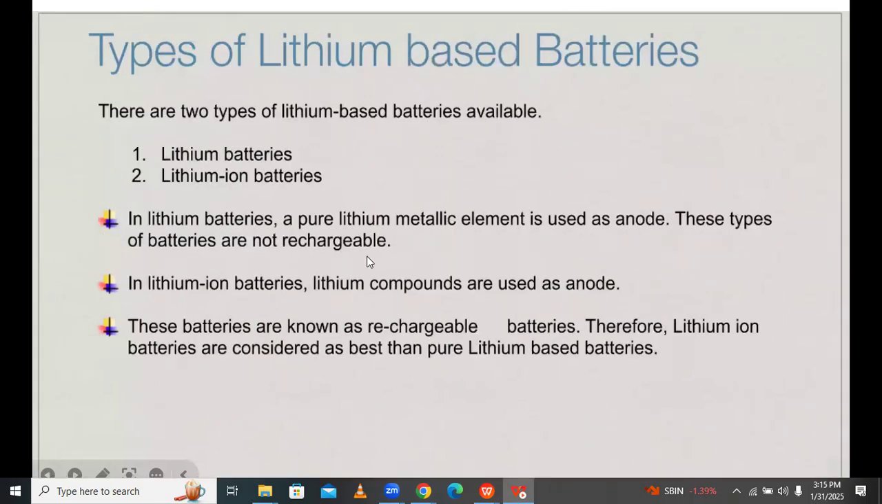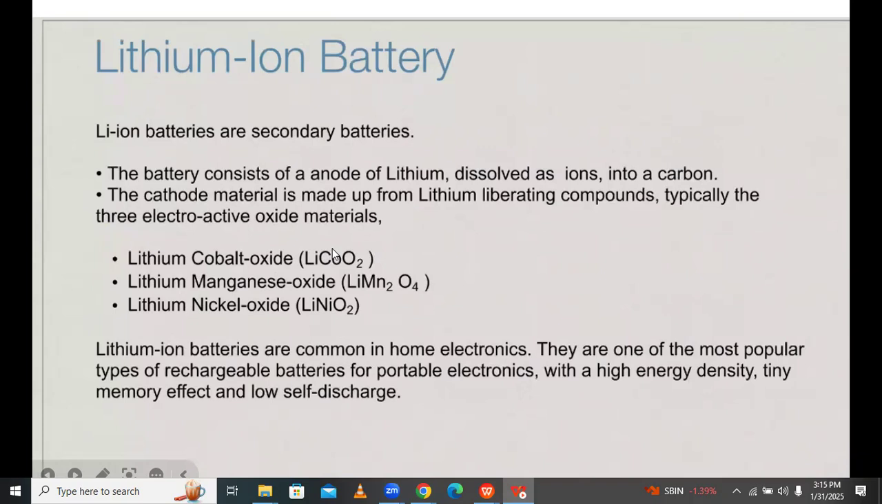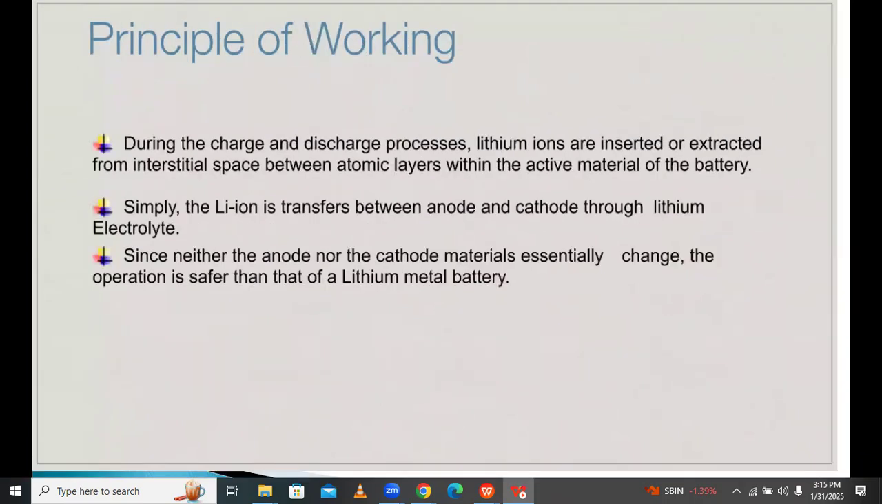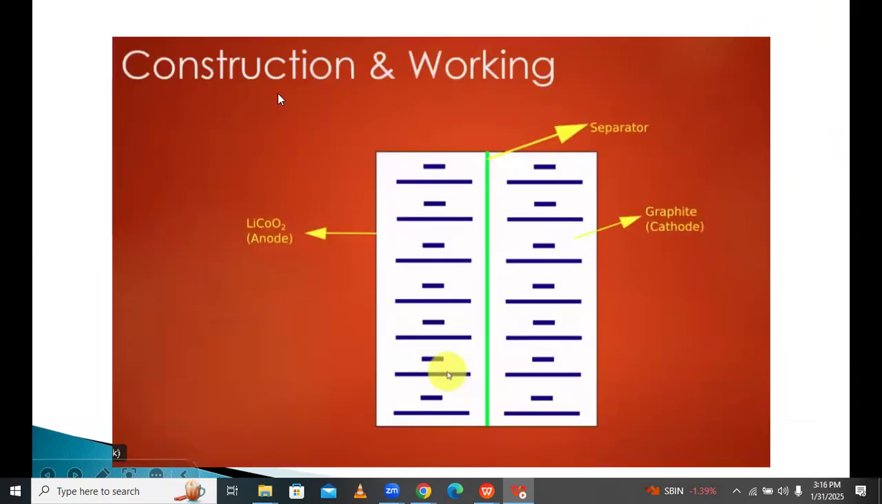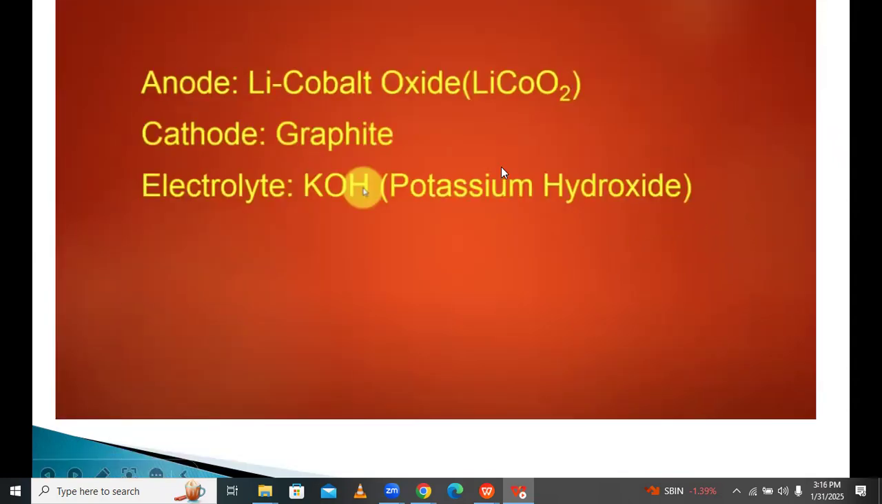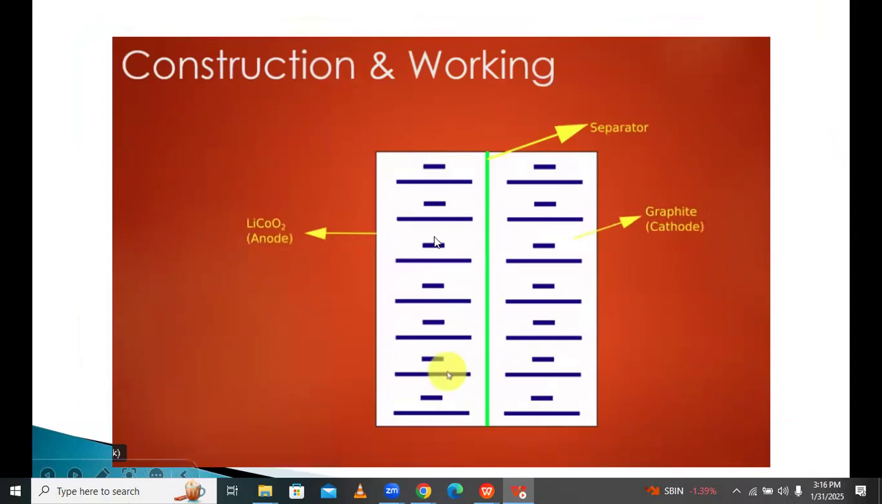So this is some information about lithium ion batteries. Now the working principle and construction. Here lithium cobalt oxide is the anode, graphite is the cathode, and the electrolyte is a lithium salt solution. This is the construction and working principle of lithium ion batteries. Lithium cobalt oxide is the anode and graphite is the cathode, and these two are separated by a separator, using some insulation to keep the anode and cathode apart.